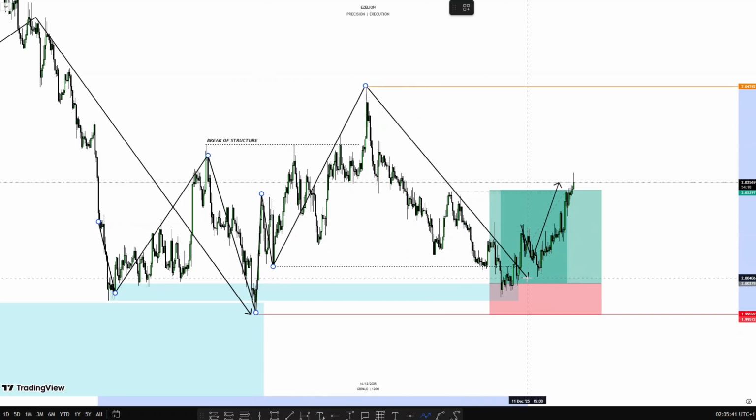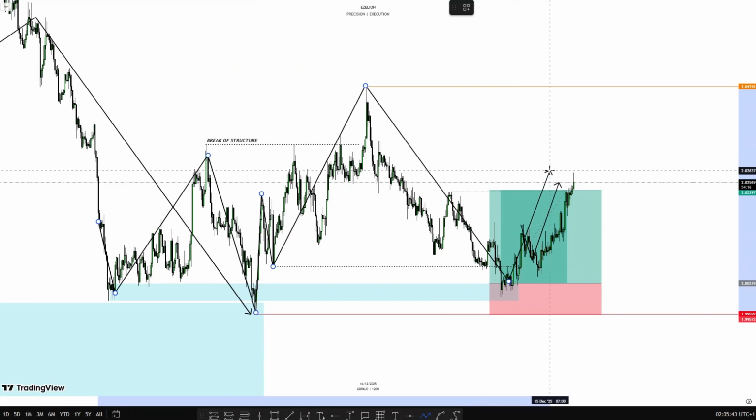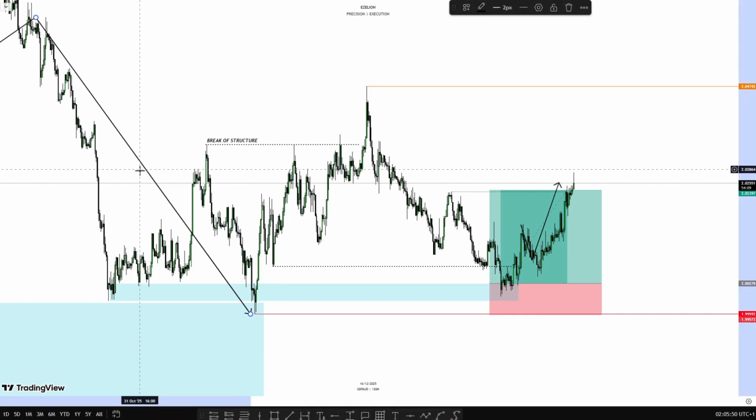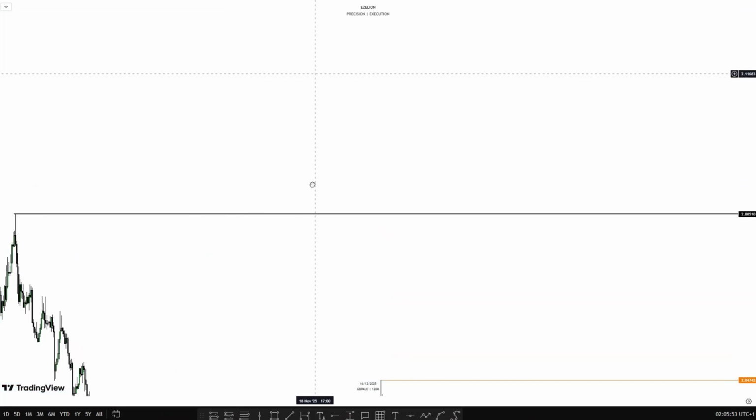So we saw our liquidity, we placed our limit order at this point and took our trade out. You can see nothing more, nothing less. We have a fixed take profit. So this is what I'm trying to explain to you guys about break of structure and market structure shift.